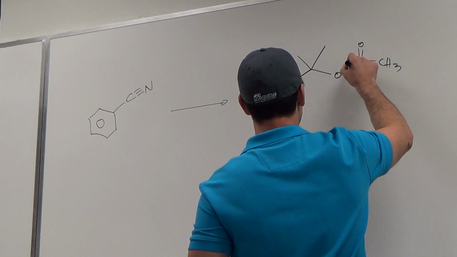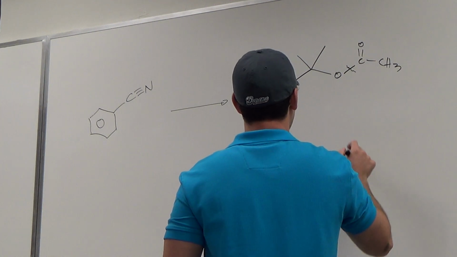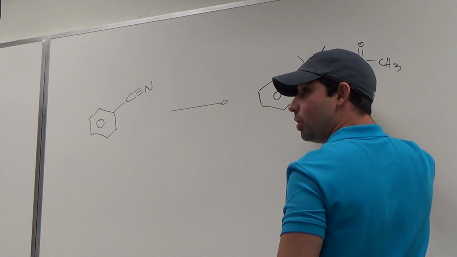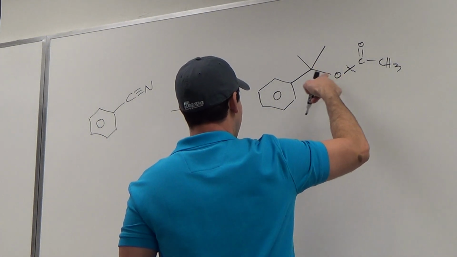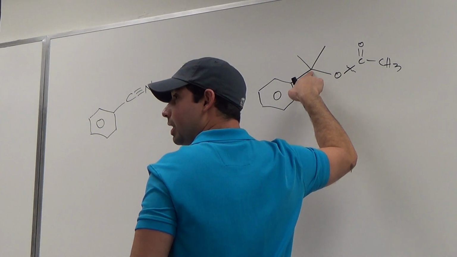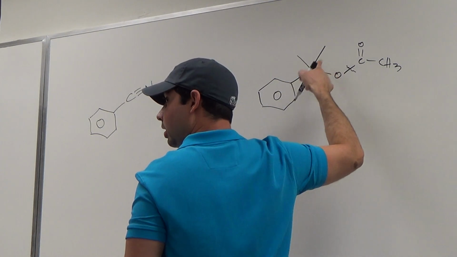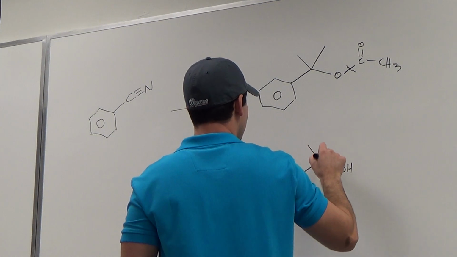I'm going to cut this here. And when I cut this here, I'm going to have an alcohol, because this is an ester, yes? This is an ester that gets cut into an alcohol. I can't cut it here, right? Because if I cut it here, how am I gonna place anything here? I can't cut it here. I gotta cut it here. And this is going to now look like this.